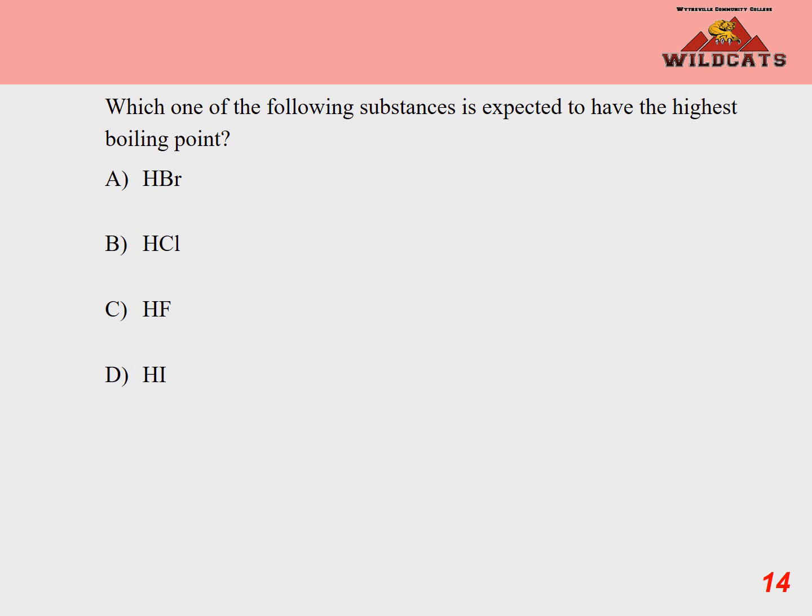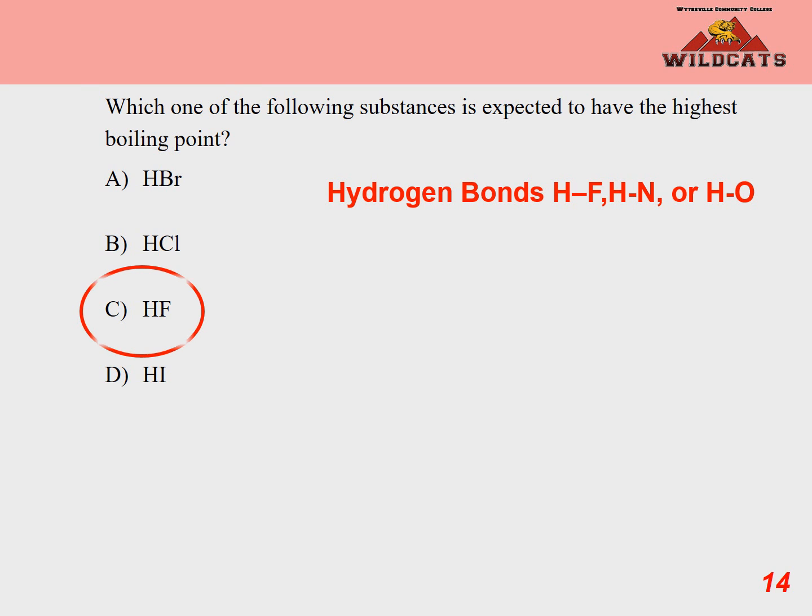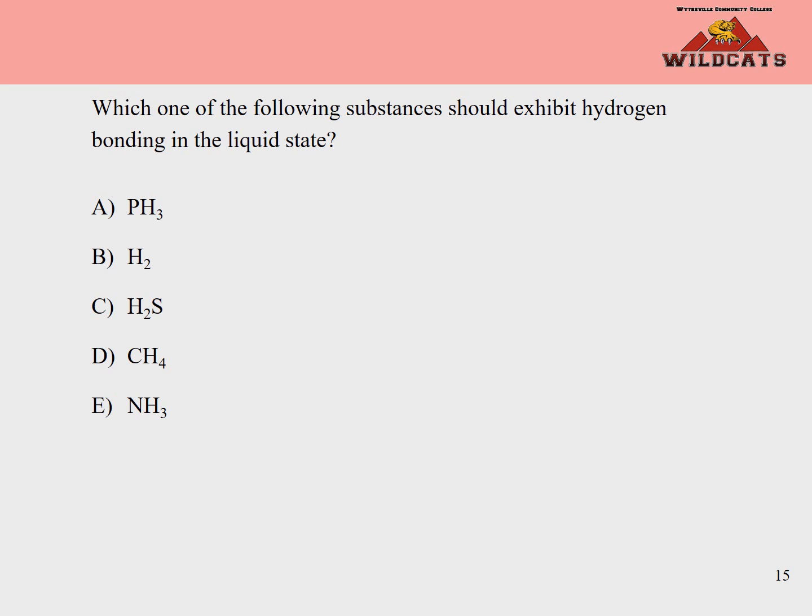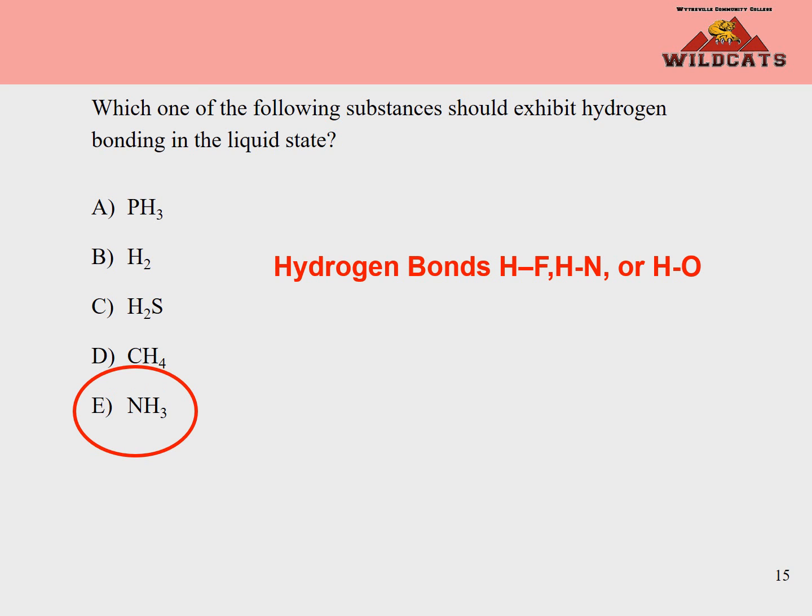So if we take a look at our list, it says which of these would we expect to have the highest boiling point? Well, it's going to be the one that has the hydrogen bonding in it. So it'd be the HF, the hydrogen fluoride, or hydrofluoric acid if you actually dropped it into water. Which of the following would have that hydrogen bonding, that specialized force? It would be the NH3 because it's the only one that has a nitrogen, fluorine, or oxygen in it.